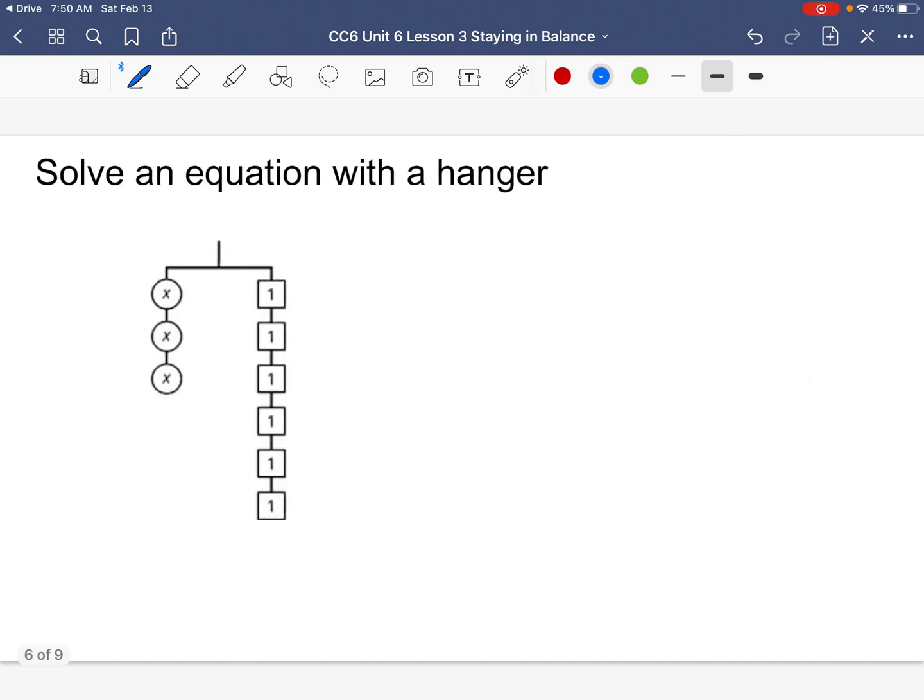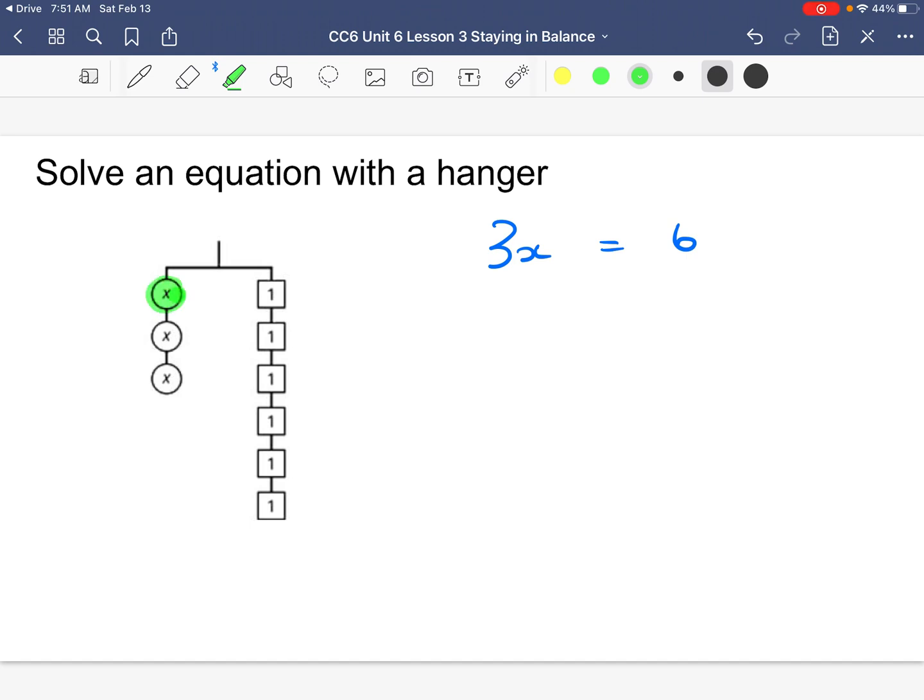To solve an equation, we need to keep the hanger balanced at all times. So let's see if we can match up what's on the left hand side with what's on the right hand side to solve this. We saw this same hanger 2 slides back, and the equation was 3x equals 6. So let's look at matching up the x's to see how much 1x represents, matching up the x's with the numbers on the right hand side.